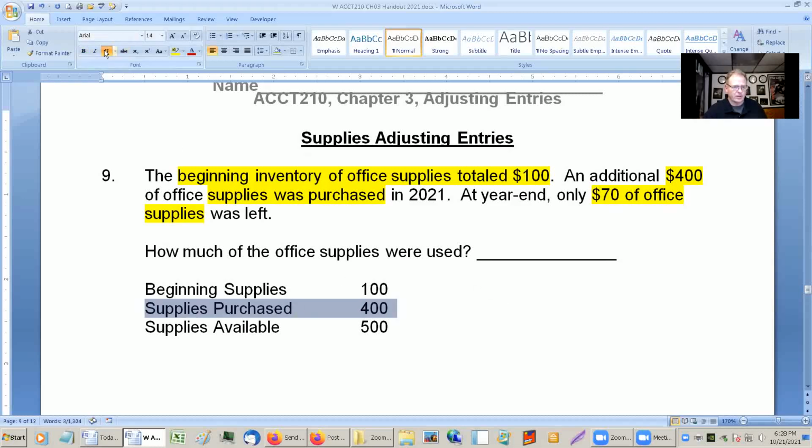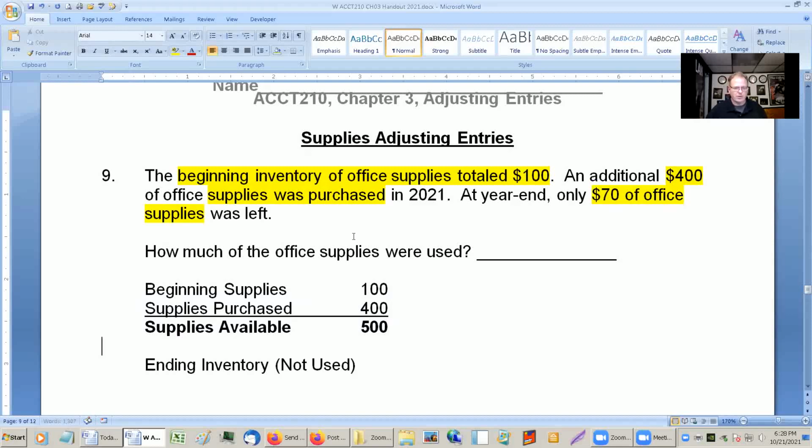So the most supplies we could have used is 500. So this is supplies that are available. Now the ending inventory, if you think about it, is what was not used. So what was not used was 70. So we're going to subtract that out. Of the 500, 70 was not used. The rest of these must have been used.